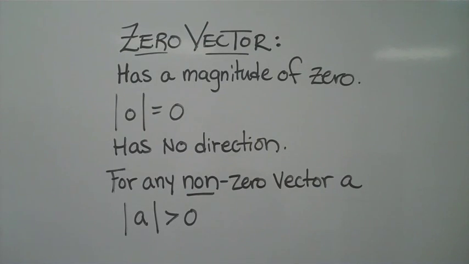We also have to be aware of the zero vector. A zero vector has a magnitude of 0. You see its magnitude is equal to 0 and it has no direction. For any non-zero vector a, the magnitude of a will be greater than 0. A zero vector is represented geometrically by joining a point unto itself. It really is just a point.